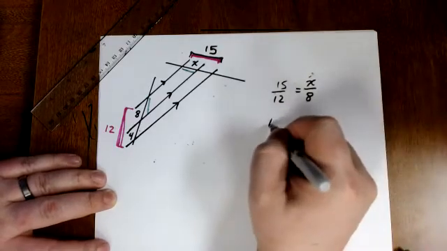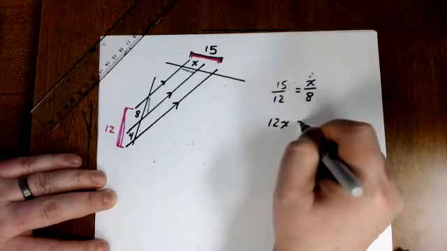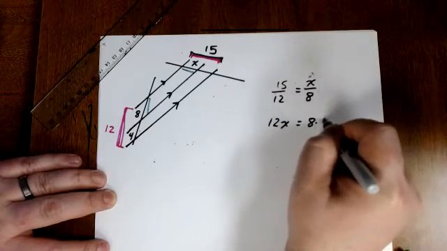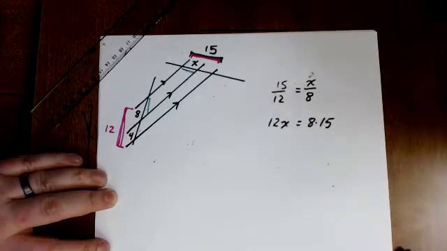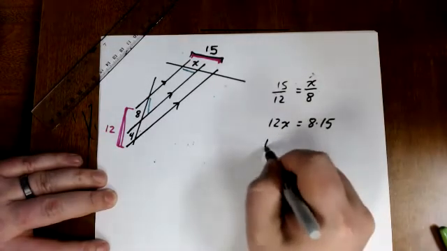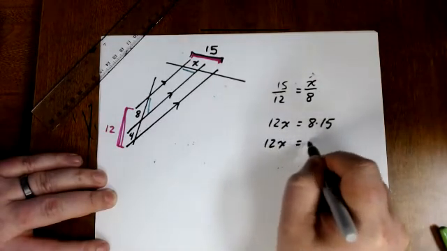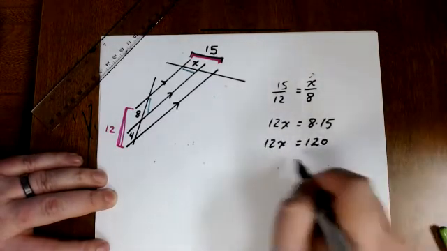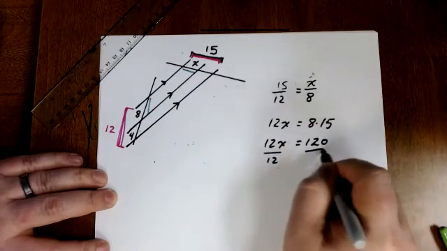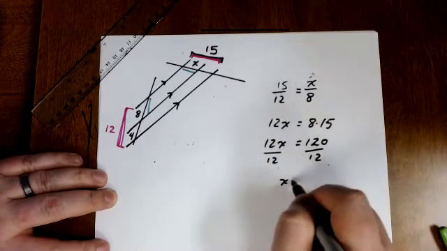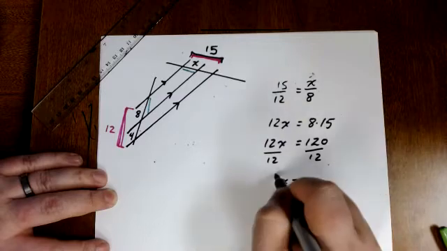Now when we cross multiply, 12x equals 8 times 15. 8 times 15 is 120. And now we divide by 12, and x is 10.